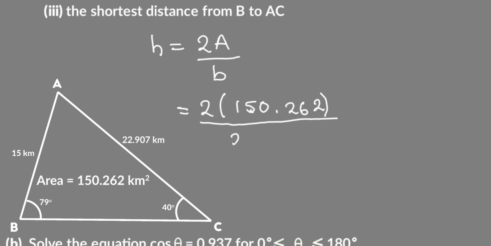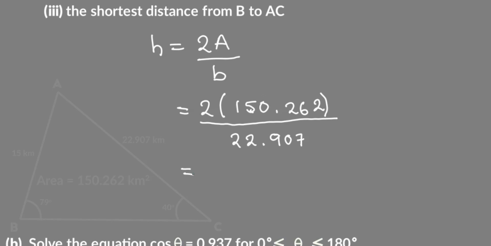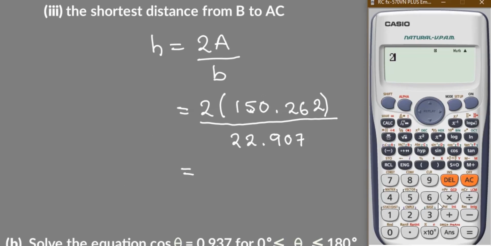It was 22.907. We punch this in a calculator and we have our shortest distance from B to AC. 2 multiplied by 150.262 divided by 22.907. That's 13.11.